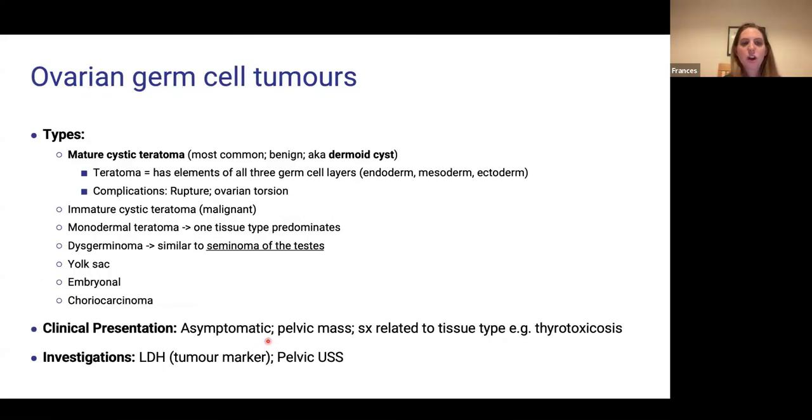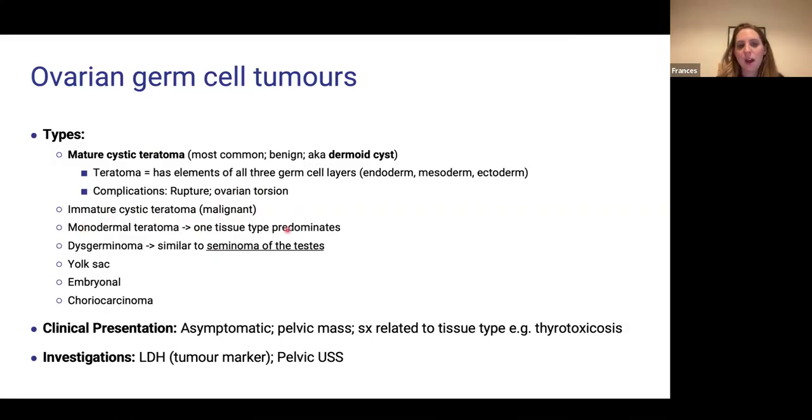Then you have ovarian germ cell tumors. So these are things like your mature cystic teratoma, which is also known as a dermoid cyst. Teratoma means it has all of the different germ cell layers, so endoderm, mesoderm, ectoderm. And obviously these can rupture and they can cause ovarian torsion because they're very heavy because they actually contain actual tissue. So they're worse than even a cyst for torsion. You can also have immature cystic teratomas, which are your malignant type.